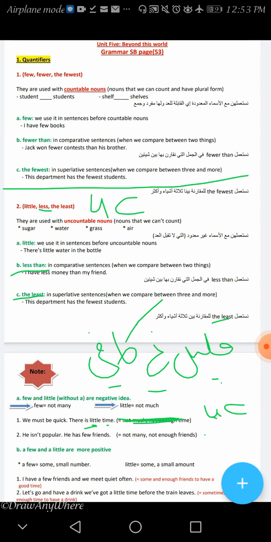Number 2. He isn't popular, هو مش مشهور. He has few friends. Or not liked here. He isn't popular. This is a negative idea. He has few friends, عنده عدد قليل من الأصدقاء. But it isn't enough, هو مش كافي. Why? Because he isn't popular.